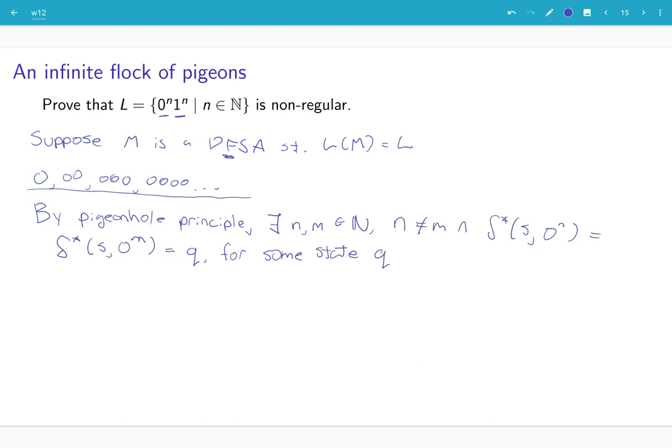So by the pigeonhole principle, there must be some distinct n and m such that n zeros and m zeros both get mapped to the same state. And here's how that leads to a contradiction.